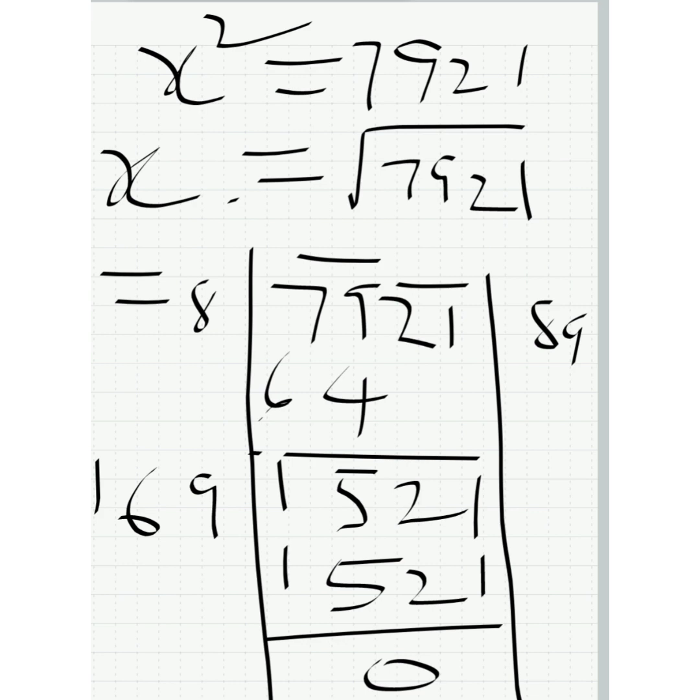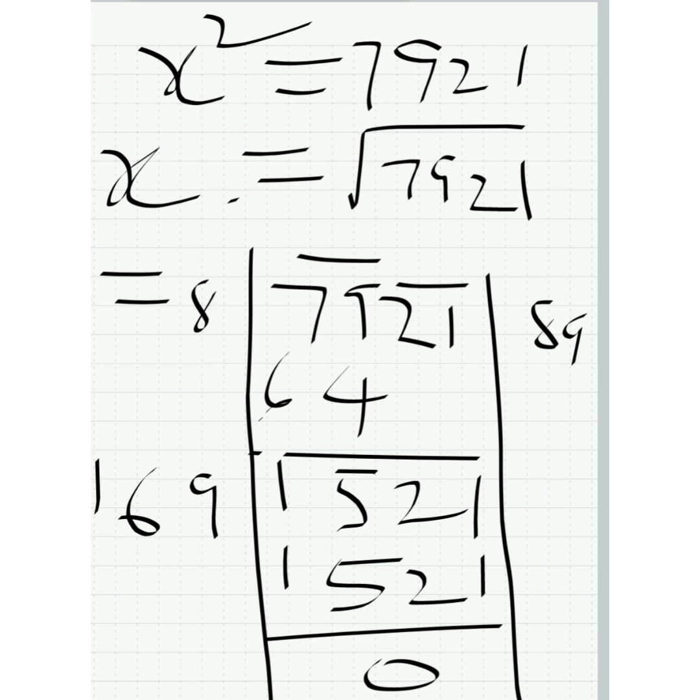x square is equal to 7921, so x is equal to the square root of 7921. Let us split this into two pairs, 79 and 21. What is the perfect square nearer to 79? 64, since 8 8s are 64. 79 minus 64 is equal to 15.